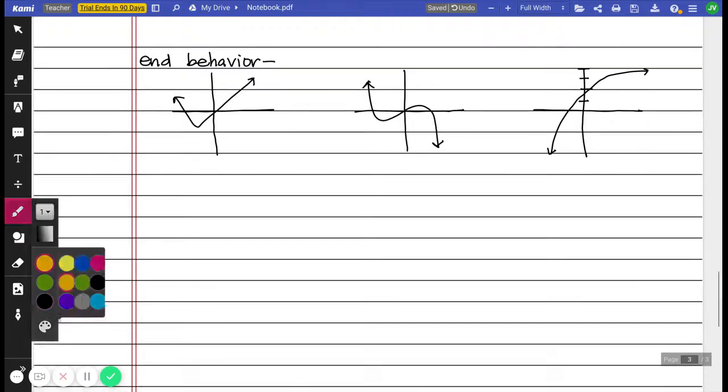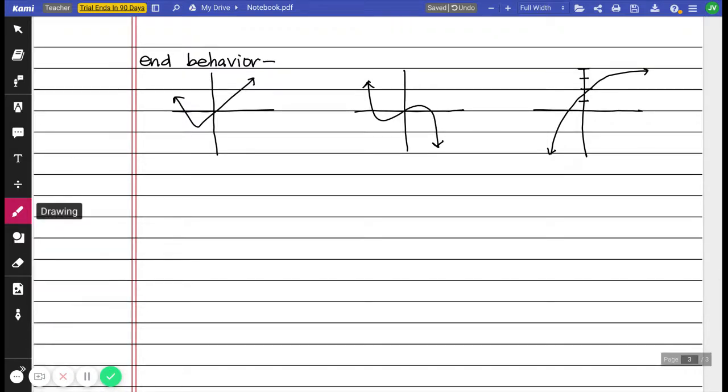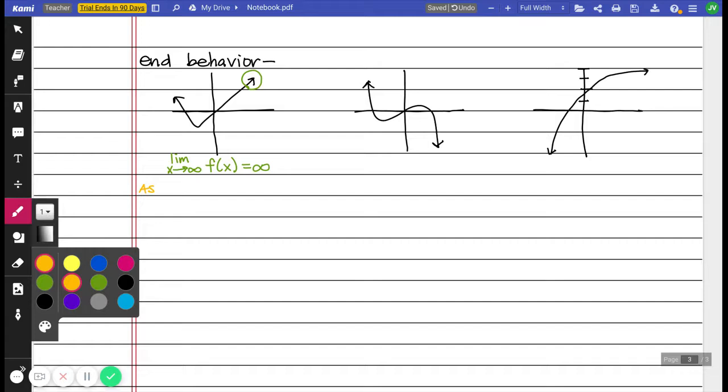In these three graphs, I'm going to focus on one spot in each graph. In this graph, I'm going to focus on this right-hand arrow. And here's what I'm going to say. Since I'm looking at the right side of the graph, I'm going to say the limit as x approaches infinity. In other words, as I go off to the right side of my graph, this function is going up. So as I go right, my graph is going up. So this is the part that talks about the right, that's the part that talks about up.